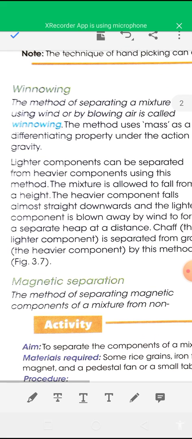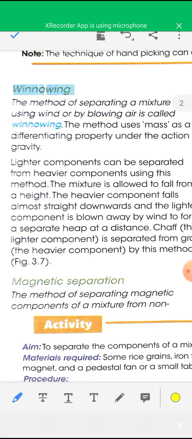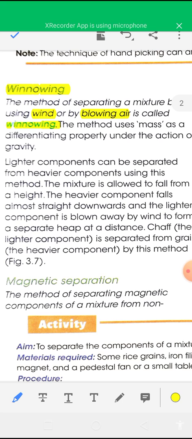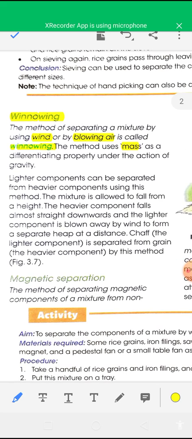Now see the next method is winnowing. Winnowing, that is using the help of wind. The method of separating a mixture using wind or by blowing air is called winnowing. And the method uses mass as the differentiating property, under the action of gravity. The lighter component can be separated from the heavier component using this method.